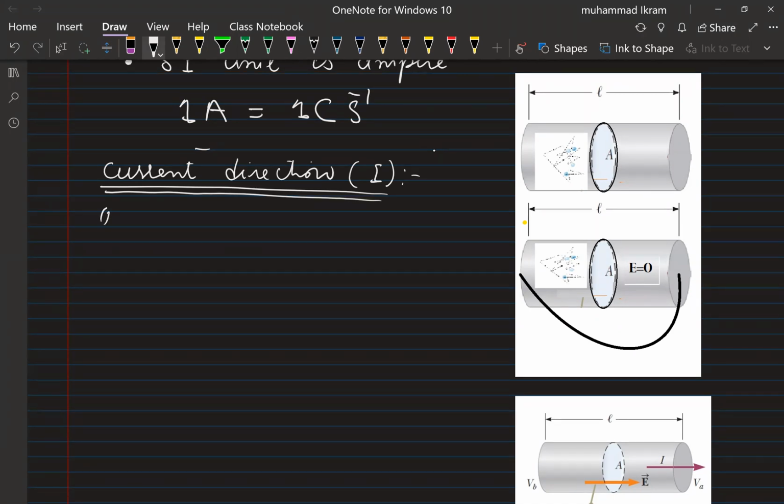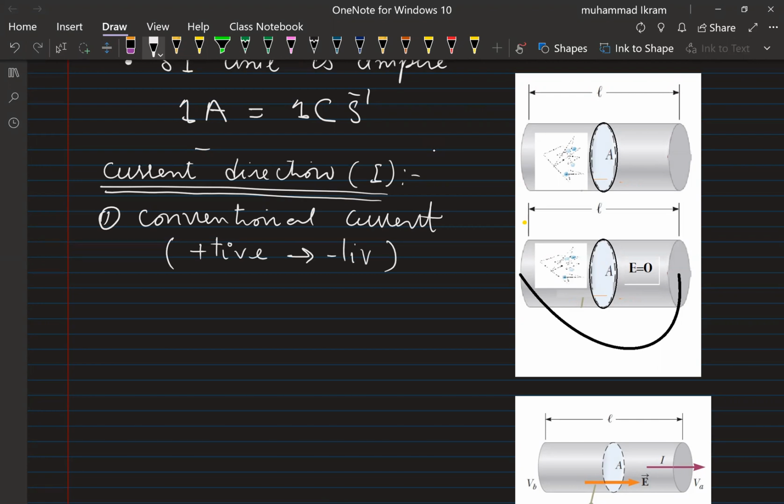There are two kinds of current. The conventional current: if the direction of the current is taken from the positive terminal of the battery towards the negative terminal of the battery, we call it a conventional current.